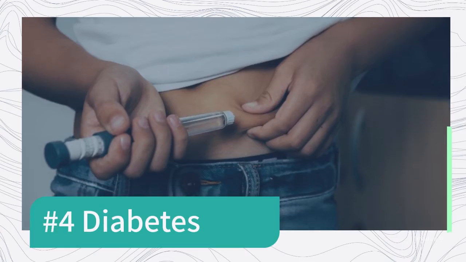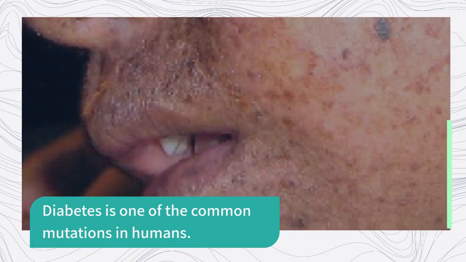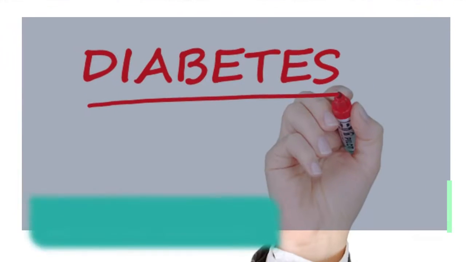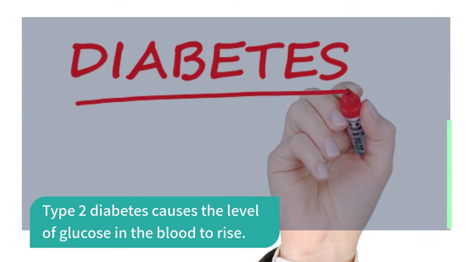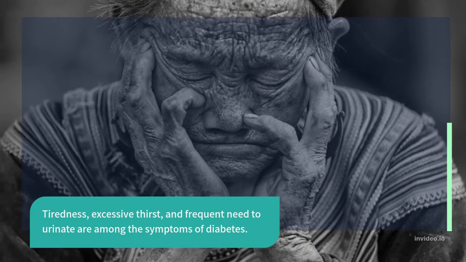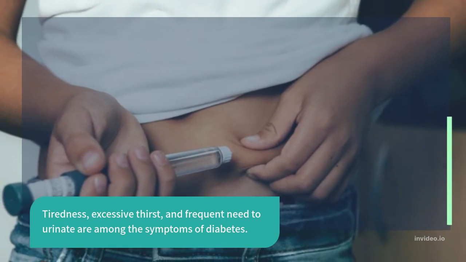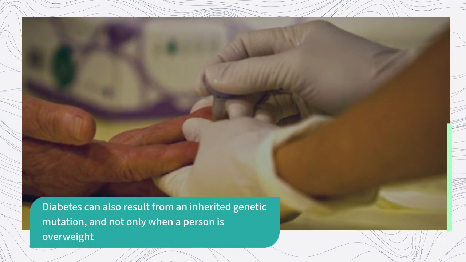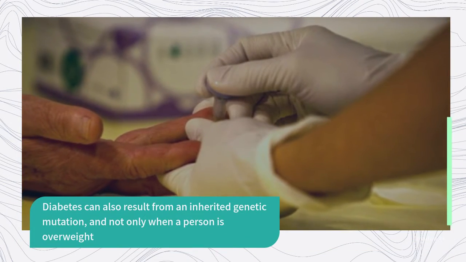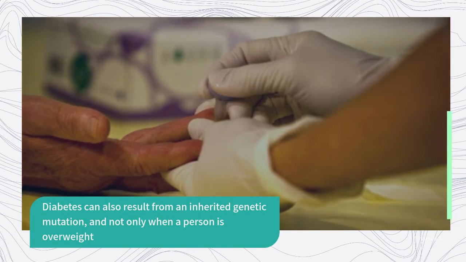Number 4. Diabetes. Diabetes is one of the common mutations in humans. Type 2 diabetes causes the level of glucose in the blood to rise. Tiredness, excessive thirst, and frequent need to urinate are among the symptoms of diabetes. Diabetes can also result from an inherited genetic mutation, and not only when a person is overweight.